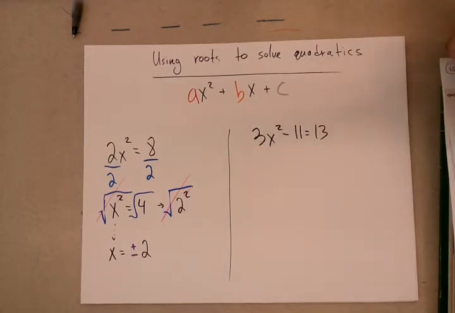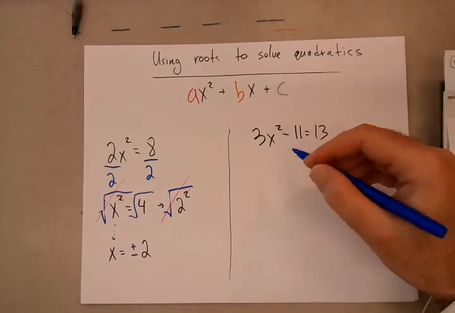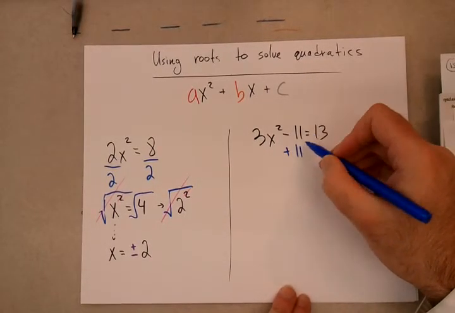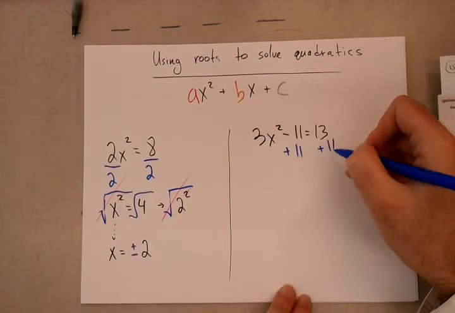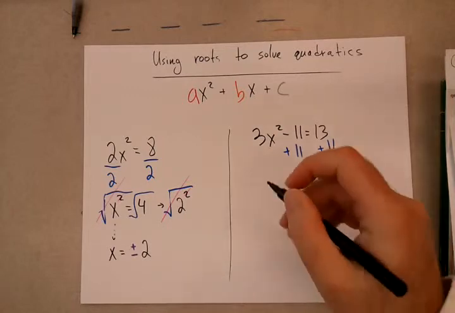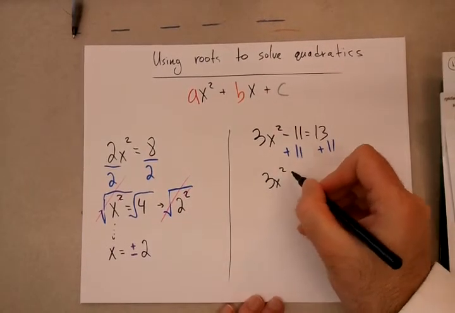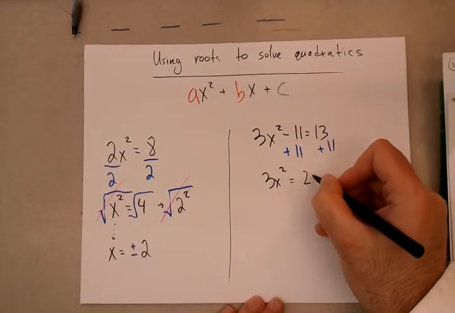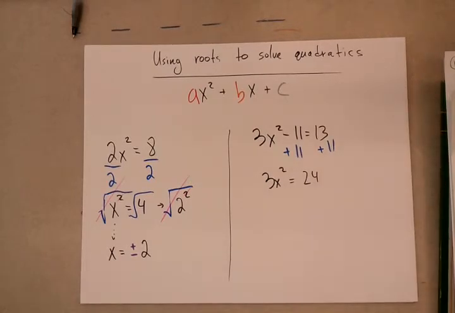So how do you solve this? Well, just like any other equation, you solve for x. And to start that, I'm going to add 11 to both sides. I'm going to get rid of this negative 11, which is going to yield for me 3x squared on this side and a 24 on this side. Alright, perfect. What do we do next?